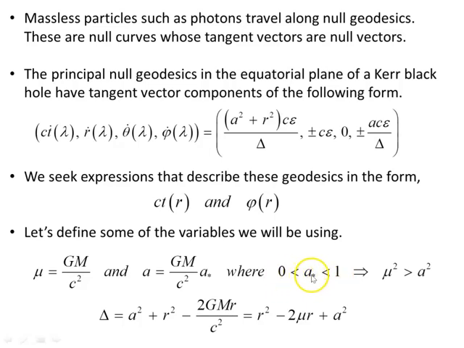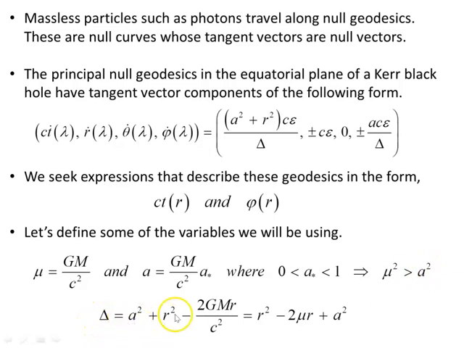For this range where a star is between 0 and 1, that means that a squared will be less than mu squared, because a star is strictly less than 1, except in the extreme case. And so mu squared will always be greater than a squared. And we'll use some version of that over the next few slides.